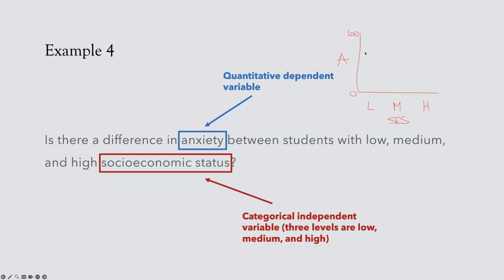So we might expect to find that people with low socioeconomic status have more anxiety, maybe a little less anxiety for people with medium socioeconomic status, and then maybe the least anxiety for people with high socioeconomic status. So this is a categorical independent variable with 3 levels, and this is a D relationship because we're looking at the differences between these 3 groups.